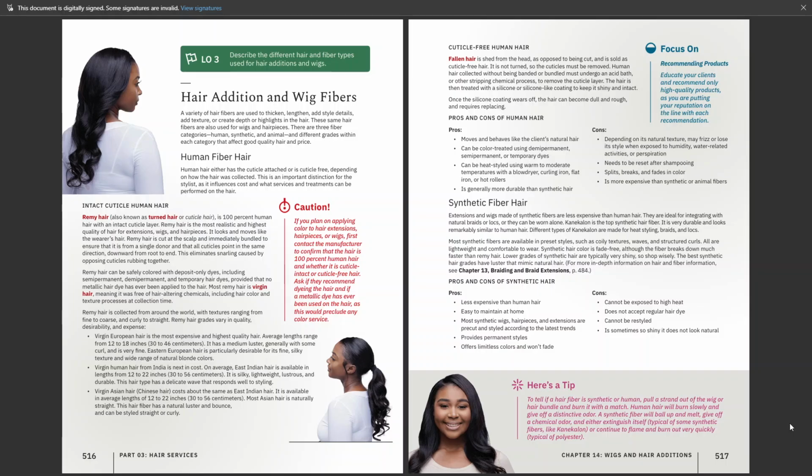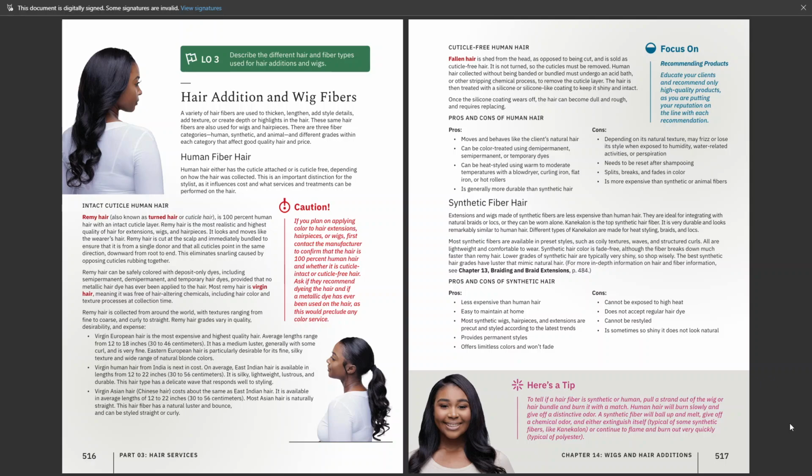Synthetic hair color is fade-free, although the fiber breaks down much faster than Remy hair. Lower grades of synthetic hair are typically very shiny, so shop wisely. The best synthetic hair grades have luster that mimics natural hair. For more in-depth information on hair and fiber information, see Chapter 13, Braiding and Braid Extensions. I have videos on that as well.